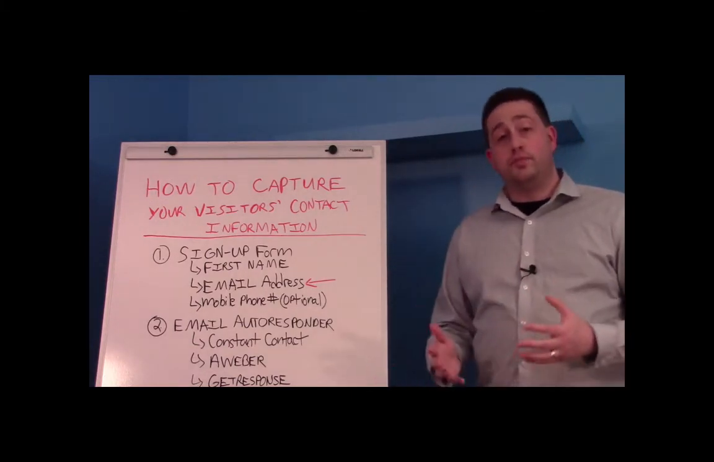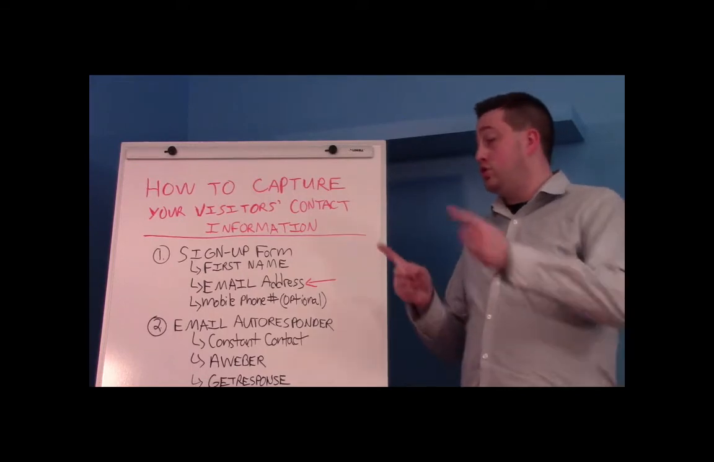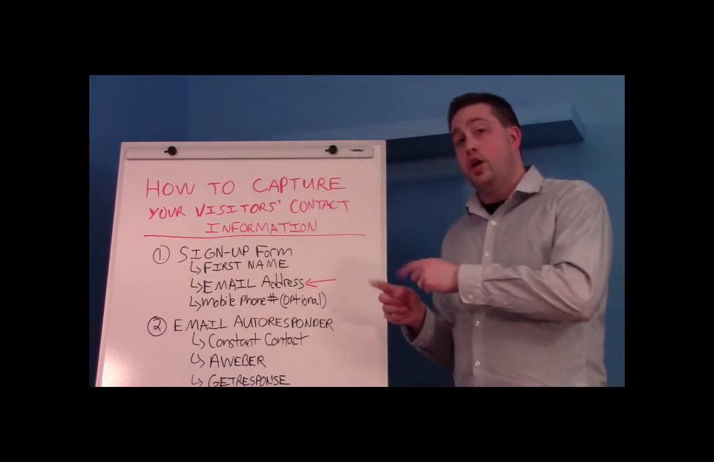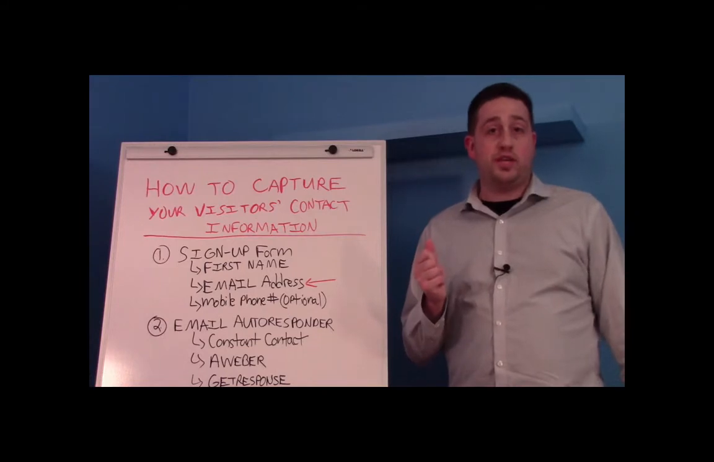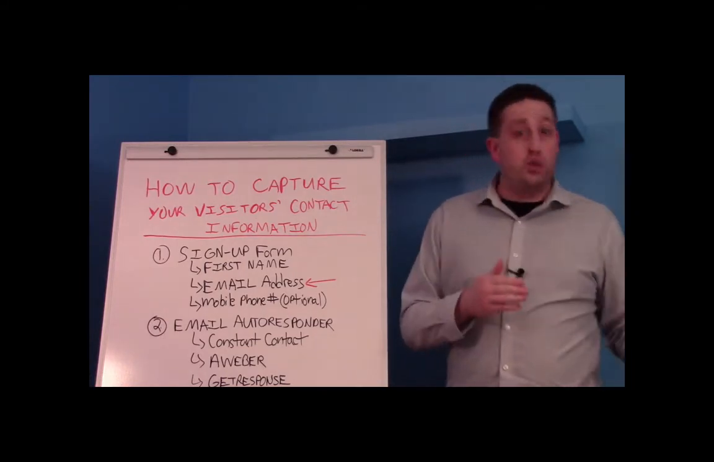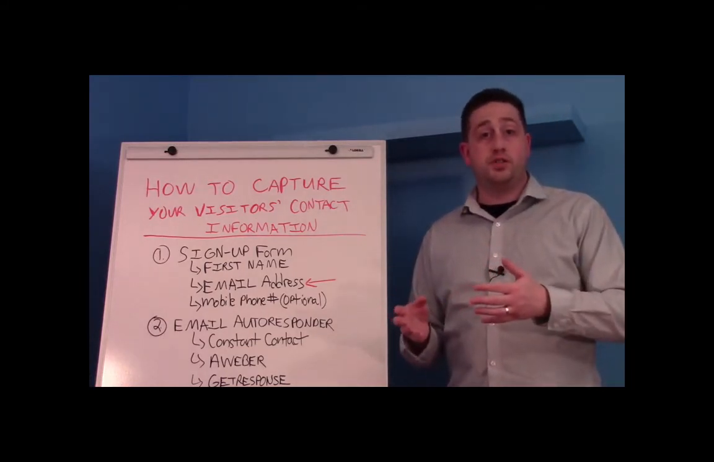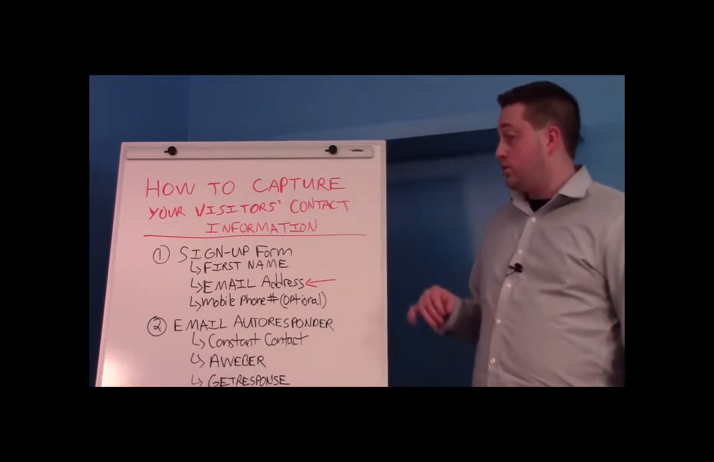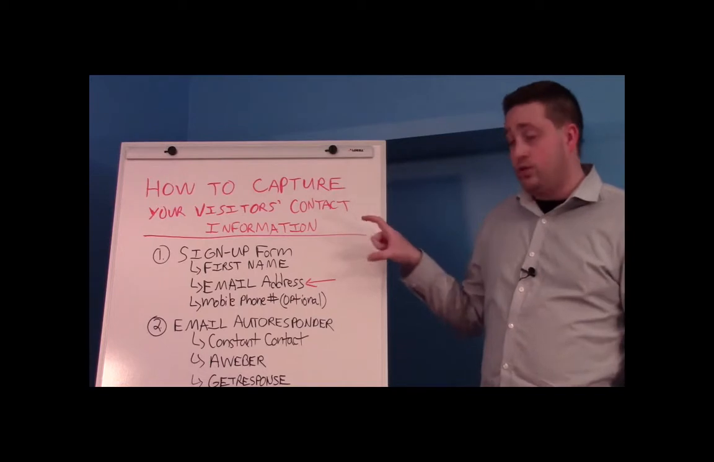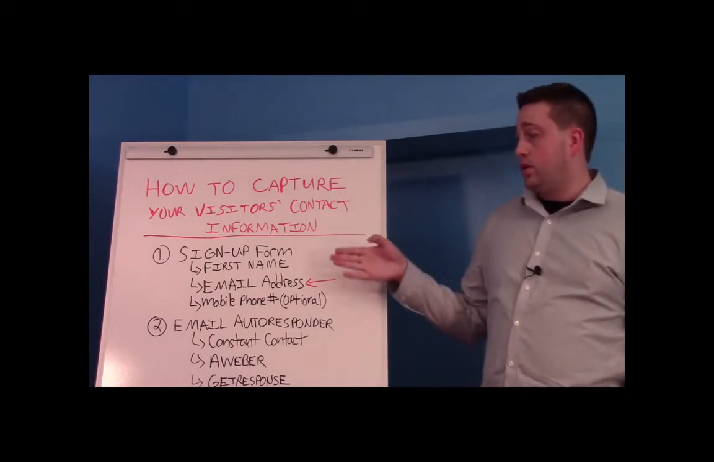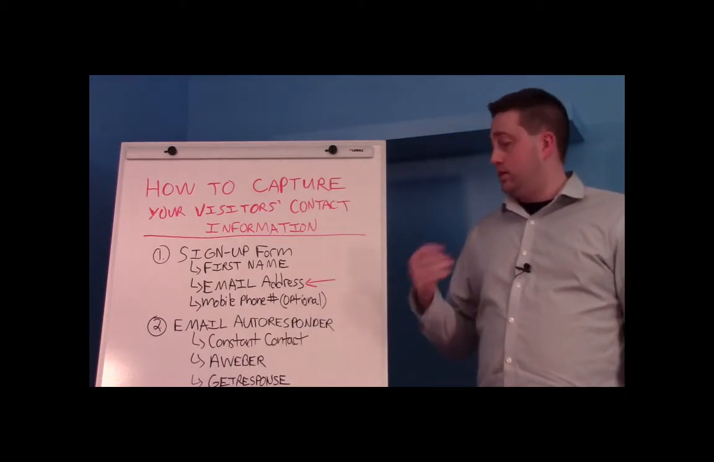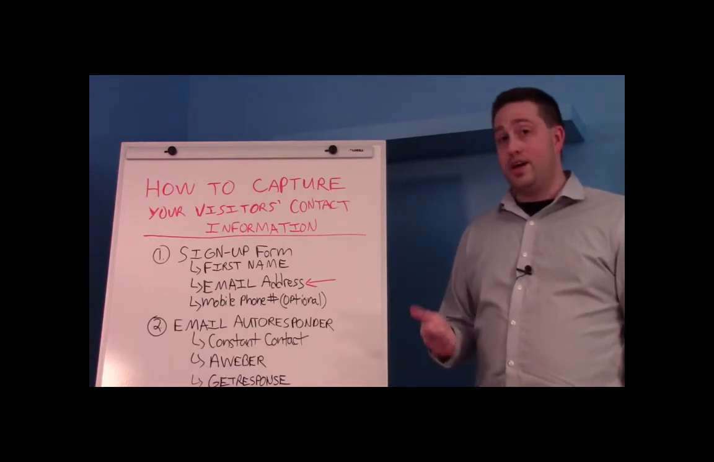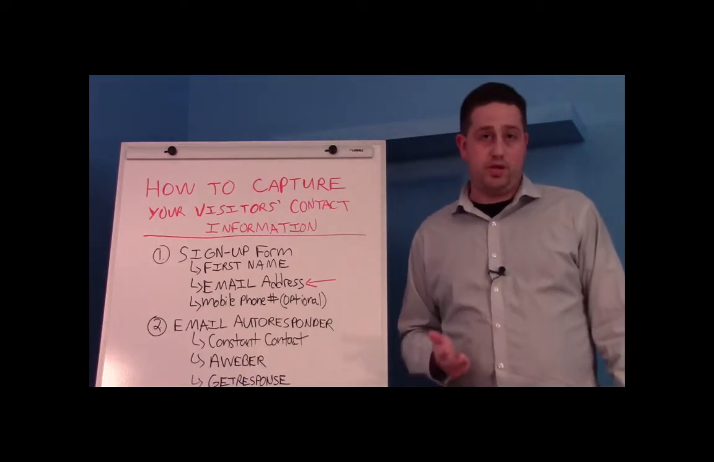Another feature is that every time someone new signs up to your list, you can have an instant notification sent to your own cell phone via text message, or sent to your own email inbox, letting you know someone new just signed up, and it will give you all their information. So if you ask for all three of those fields, it'll give you their first name, their email address, and their cell phone number.